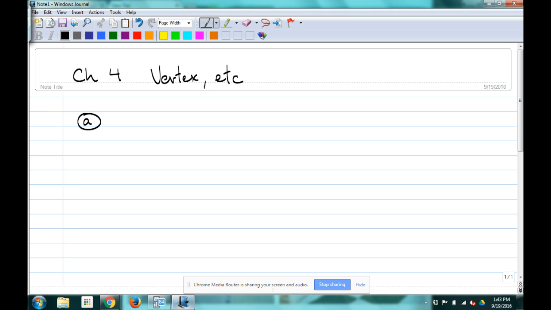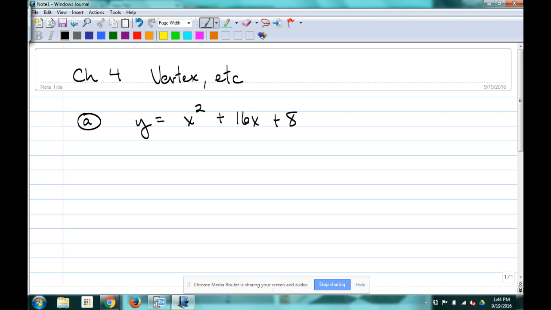All right, so we're looking at the vertex and the axis of symmetry, maximum, minimum, focus, and directrix. All of those are related to the very same thing. So let's look at an example of that. Let's just start with something easy like y equals x squared plus 16x plus 8. Doesn't really matter there.